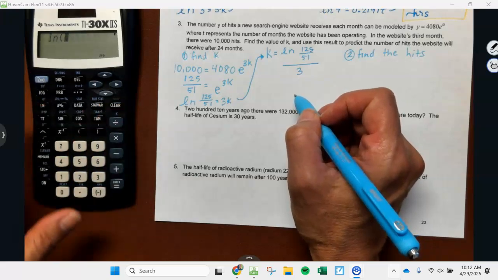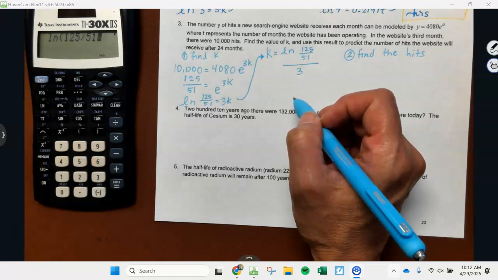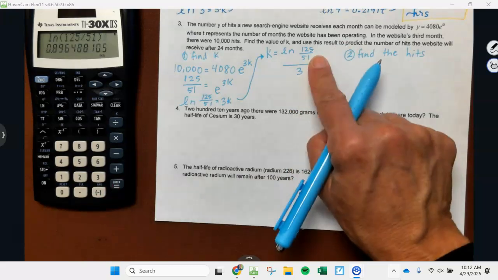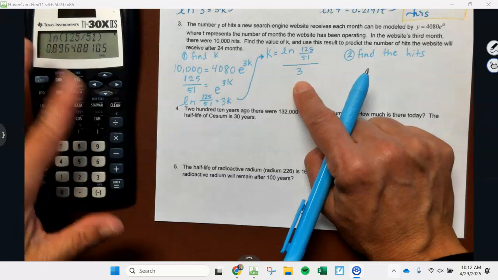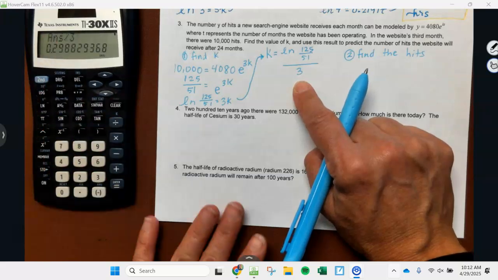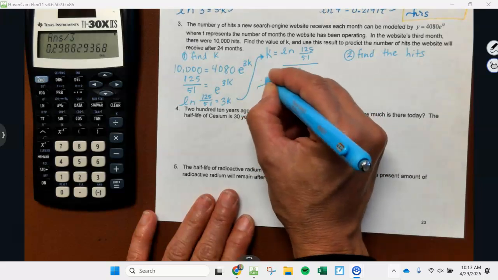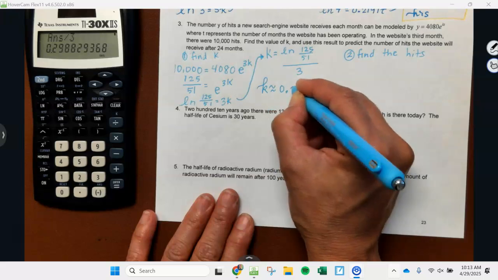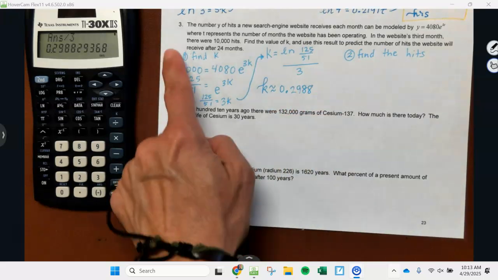So again, the natural log of 125 divided by 51, I'm just going to close the parentheses on that just to make sure that log is that fraction. Now I'm going to divide by 3, and we get 0.2988. If you got that, you are good. Write that down. All right, step 1, find K.